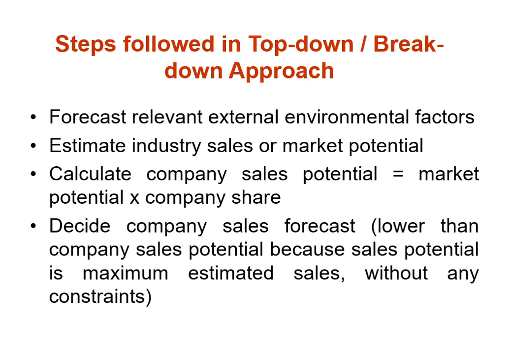The top-down or breakdown approach forecasts relevant external environmental factors, like estimated industry sales or market potential, then calculates company sales potential, which equals market potential times company share. Then decide the company sales forecast, lower than the company sales potential, because sales potential is the maximum estimated sales without any constraint.